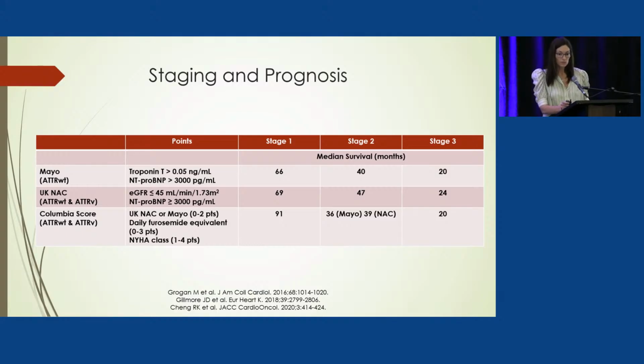The Columbia score, which was published in 2020 by Dr. Maurer and his colleagues, builds on these two previous staging systems by adding daily furosemide equivalent and NYHA class, and just provides additional prognostic discrimination upon the Mayo and the UK NAC score. You do have to remember, though, that the majority of these patients who were studied in these prognostic scores were not on TTR-targeted therapy at the time.